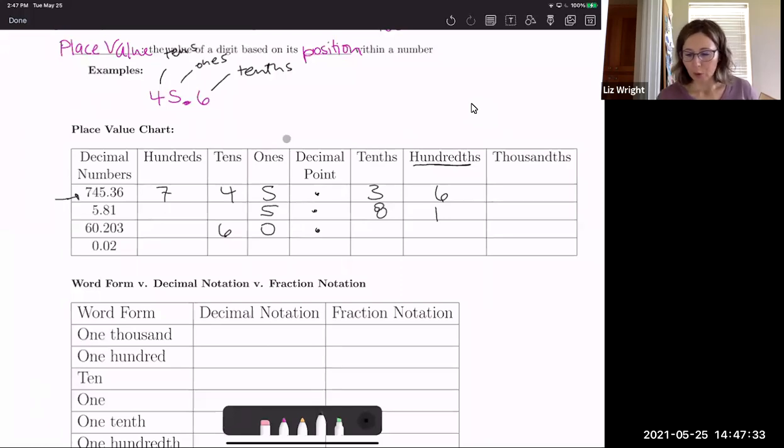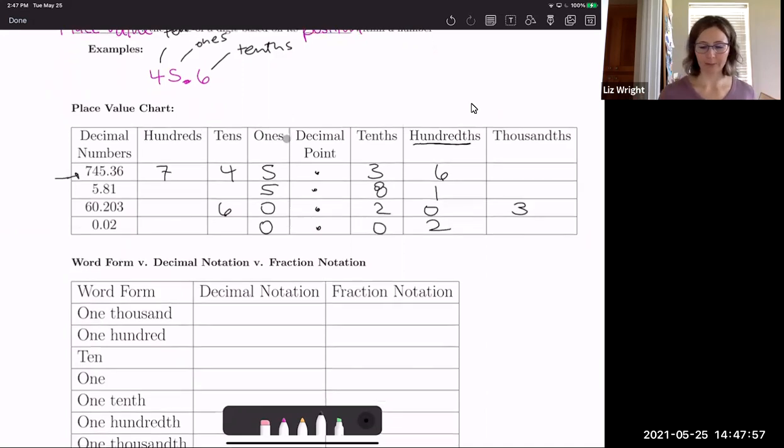It will be 203 thousandths. And then this next one, how do we say that one? Typically we would say 0.02. Well, look at what place value that 2 is in. How many hundredths do we have? We have 2. So you just say 2 hundredths.